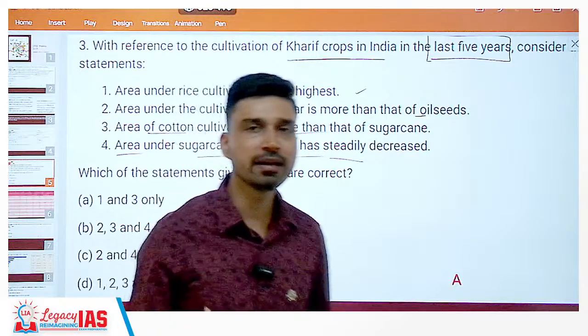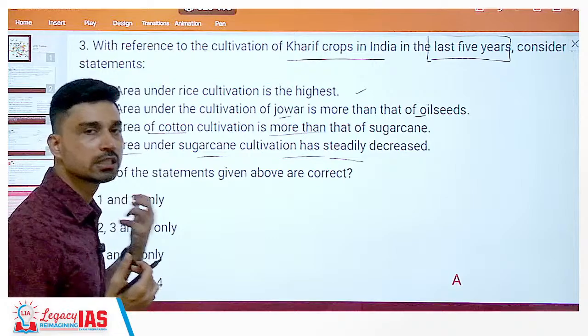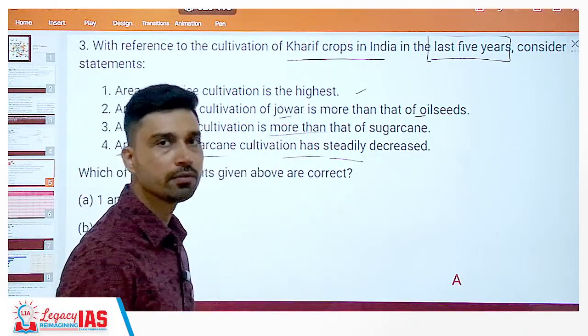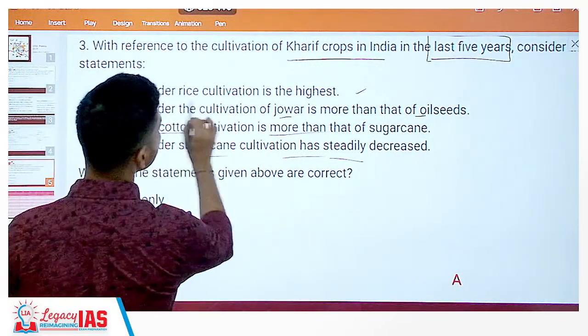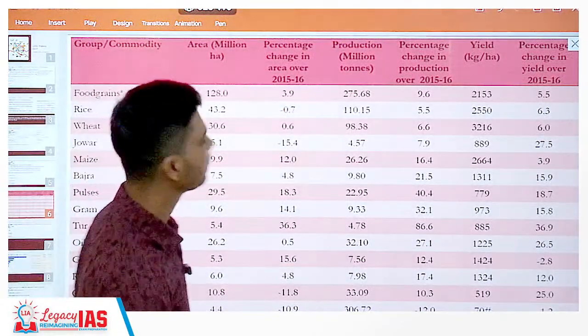Again, this is a fact-laden, fact-heavy question. If you have read the government reports, especially Ministry of Agriculture reports or the Economic Survey, then you might be able to solve these kinds of questions. So let us take a look. First is, area under rice cultivation is the highest. Is it correct? Let us take a look at the data published by the Government of India.